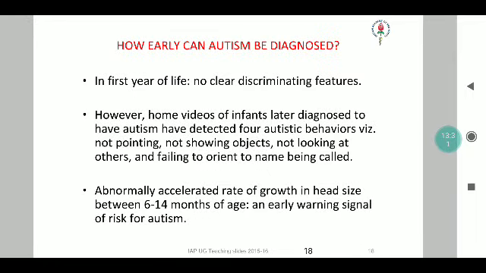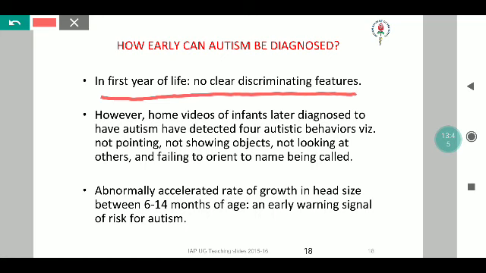Now, as far as how early we can diagnose autism, as early as possible would be great and would go a long way in helping the child to come forward. But within the first year of life, it is very difficult to identify because of the developing milestones, and there are no clear discriminating features within the first 1 year of life.